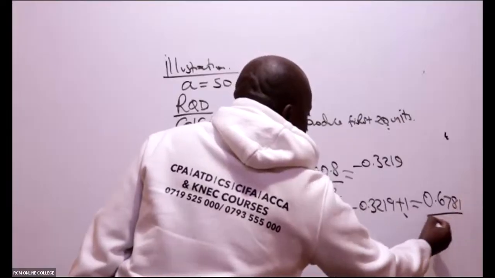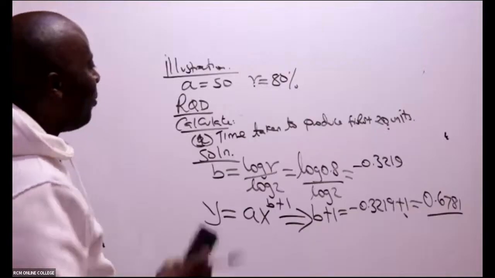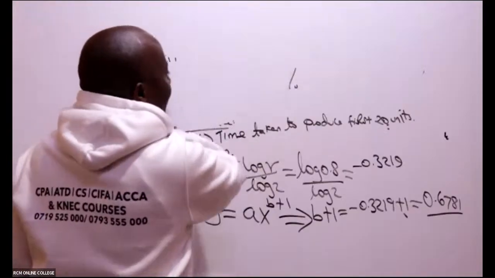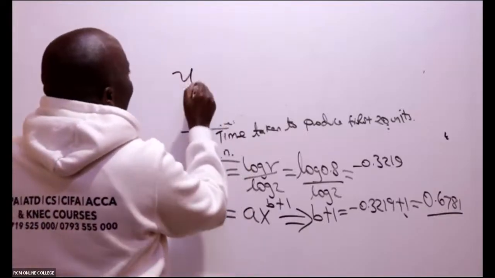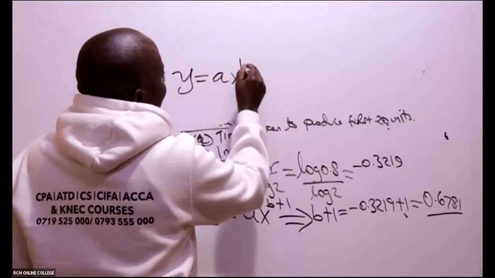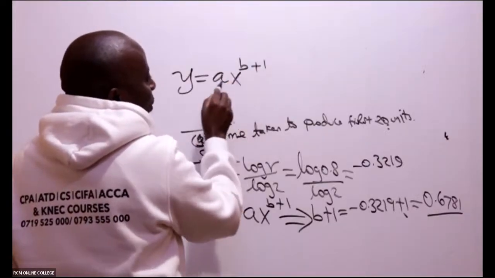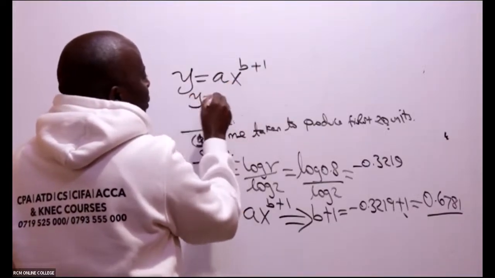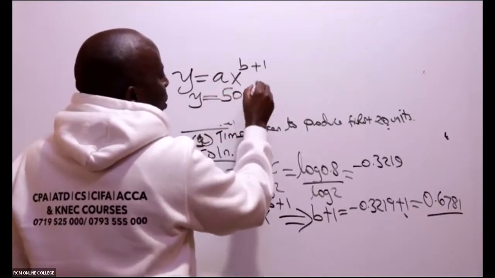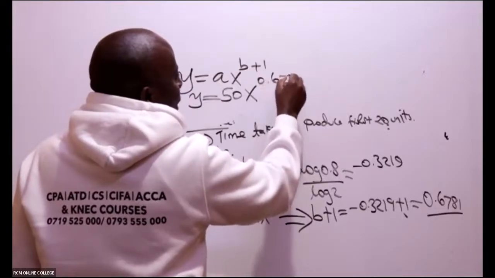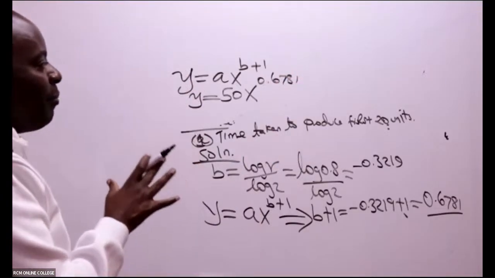0.6781. Thank you so much. Great. Then with your permission, ladies and gentlemen, I'll rub this out. I reiterate here that our y equals ax raised to power b plus 1. Now that we have this exponent and we have got a, we can write y equals a, which is 50, x raised to 0.6781. So now I have a predictive model.